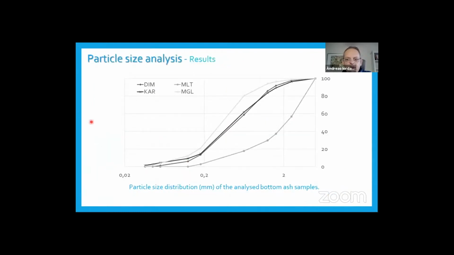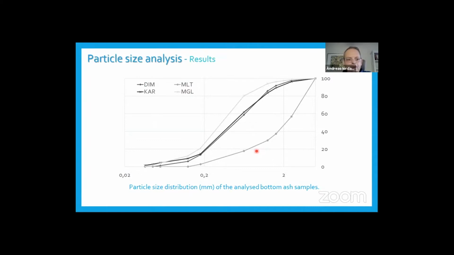Going now to the results, you can see in this slide the particle size analysis. We are talking about 4 samples. You can see the names of the samples: Dimitrios, Kardia, Meliti, and Megalopolis. Here are the curves of the particle size distribution, here is the particle size, and here is the cumulative percentage of these samples. You can see that 3 of the curves are very similar, and this one, which belongs to the Meliti sample, the MLT sample, has some differentiation.